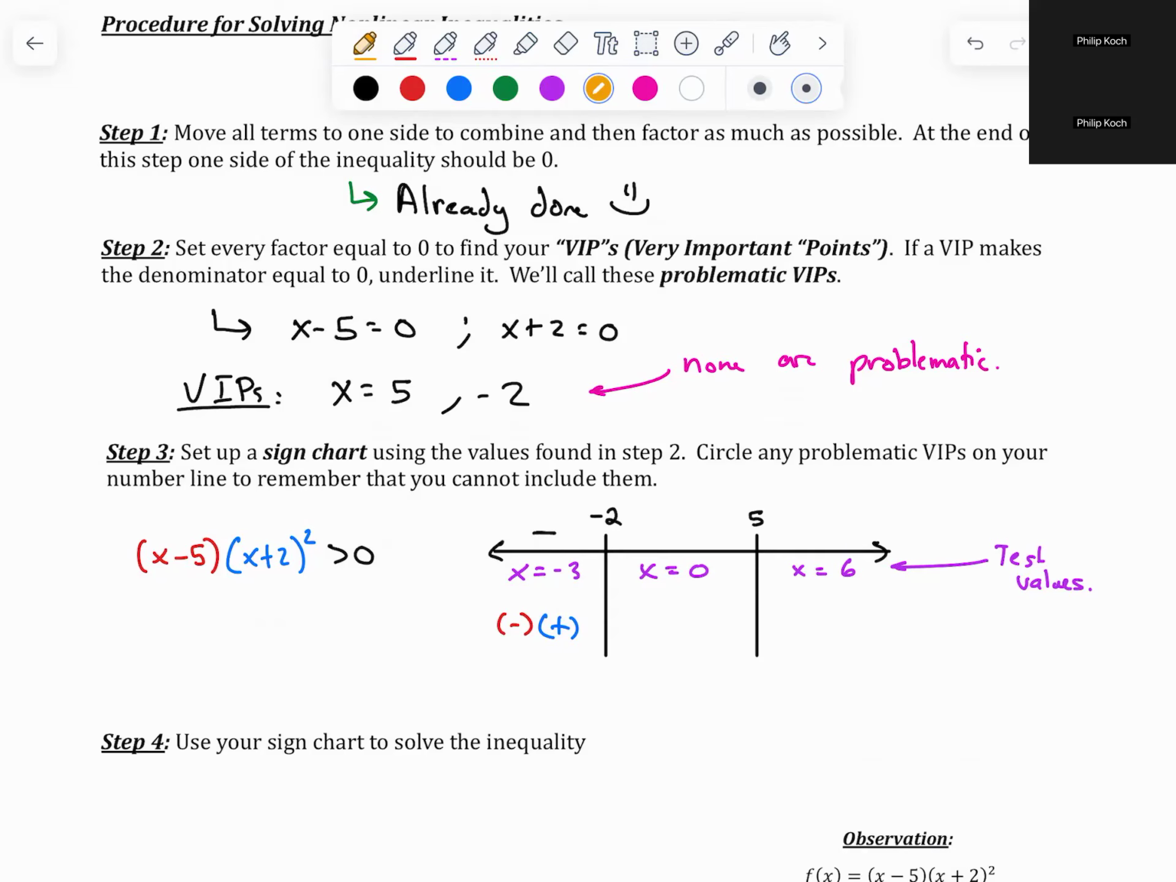Then we'll test 0. 0 minus 5, the red piece, that's going to be negative. And then 0 plus 2, that's going to be positive. That's squared, so it stays positive. So this piece is positive again. And it'll be negative here, a net negative. A negative times a positive is a negative. And then I'll plug in 6. 6 minus 5, that's positive 1. So that's positive. And then 6 plus 2, that's 8. That's positive. Squared, it stays positive. So this place, a positive times a positive is a net positive.